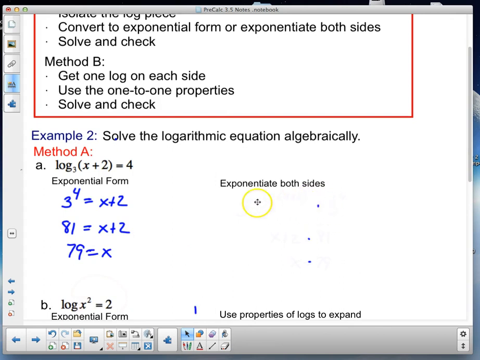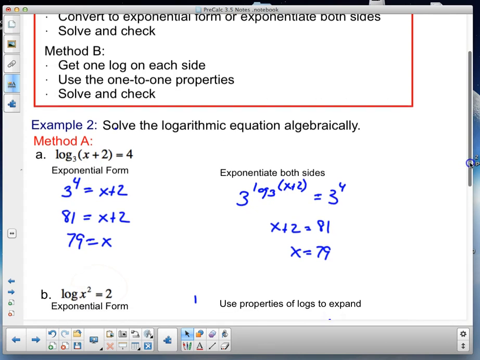Now, keep in mind the difference between the exponential form and exponentiating both sides. I'm going to raise both sides to be exponents with a base of 3. There's a property in logs that allows me to say this is x plus 2 equal 81. So it seems like it's the same, but it's a very subtle difference. That's the difference between the exponential form and the exponentiated forms.